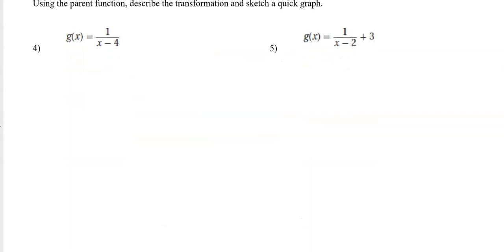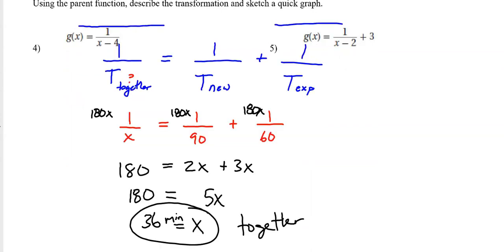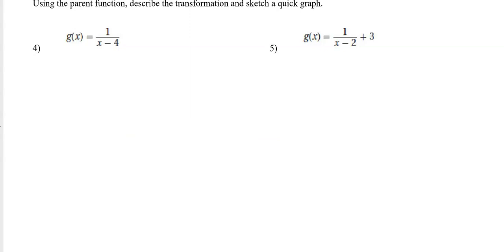All right, using the parent function, describe the transformation, sketch a quick graph. So the parent function for all of these is 1 over x. And the parent function basically does this. We have an asymptote right here, we have an asymptote right there, and our graph does a little something like this.